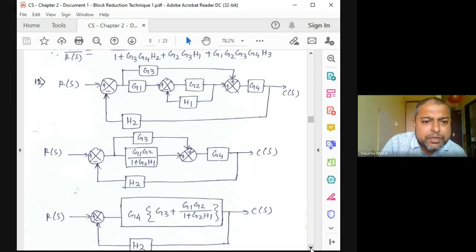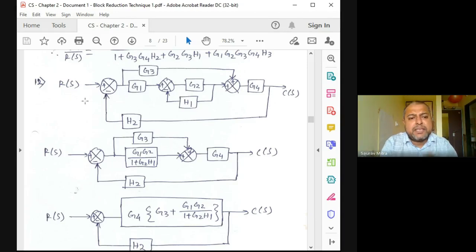The target is if we can solve some 2 or 3 numericals. So let us see. This is numerical number 12. It's a 23 page note you can find. Almost 25 numericals or so have been solved. If you solve all these, I think you know all the different rules: shifting takeoff point before, shifting takeoff point after, swapping the summing points. All the things are there in my notes in these 23 pages.